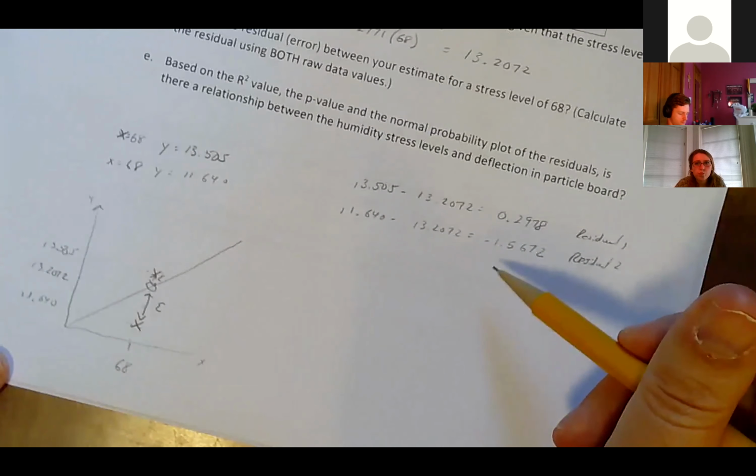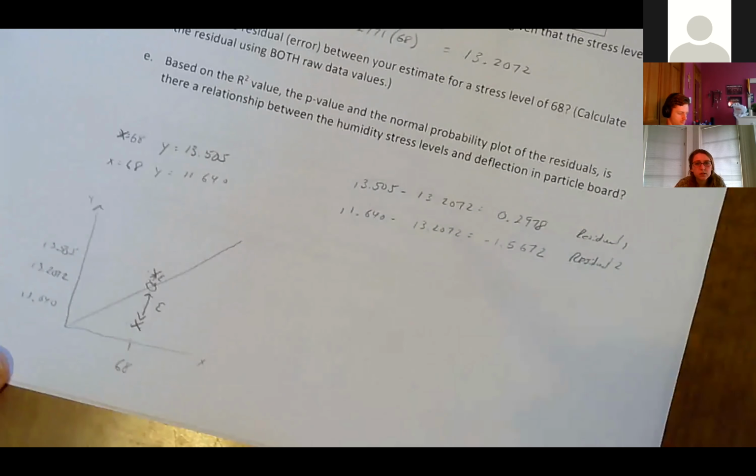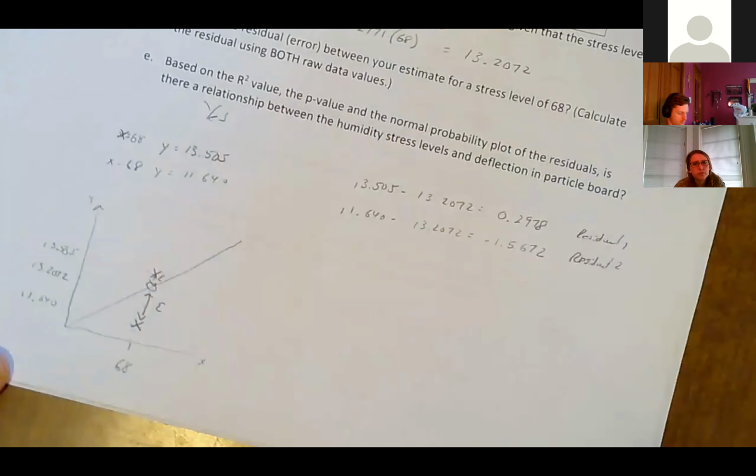So how am I feeling about this model? Well, my p-values are 0, my r-squared is 85%, and my normal probability plot looked decent. So in answering question 3, is there a relationship? Yes, there is. That's the answer to that question. Yes. But in reality, I would really want more data.